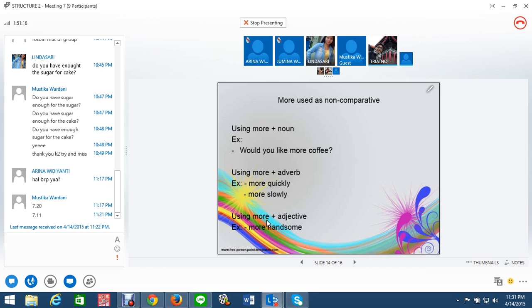Iya, lebih. Oke. Using more plus adjective, more handsome. He's more handsome now. Dia lebih tampan sekarang. Jadi di sini more is used as non-comparative. Okay, you get it?